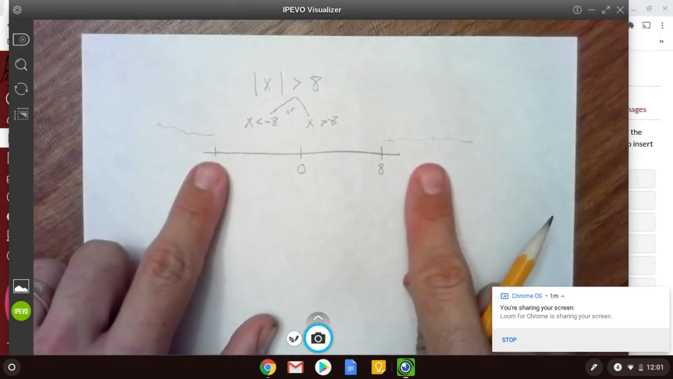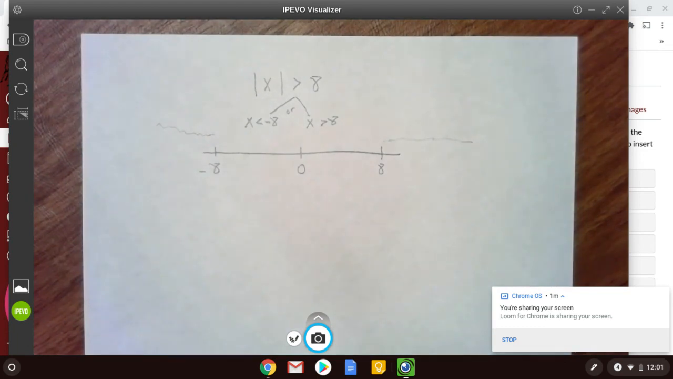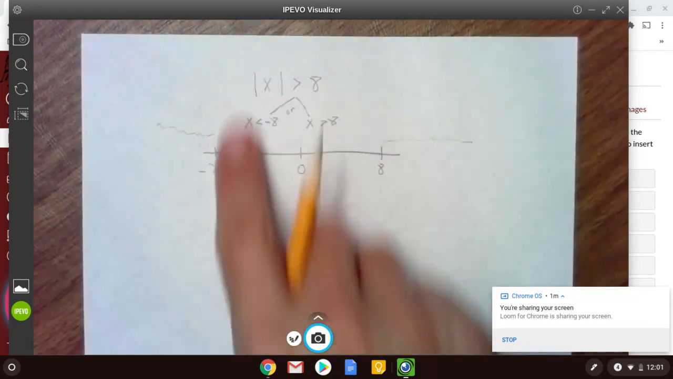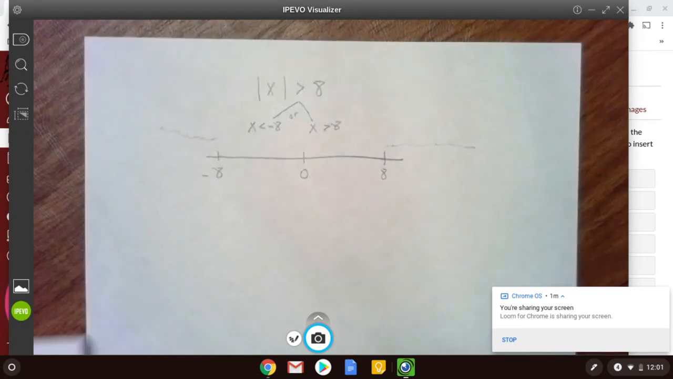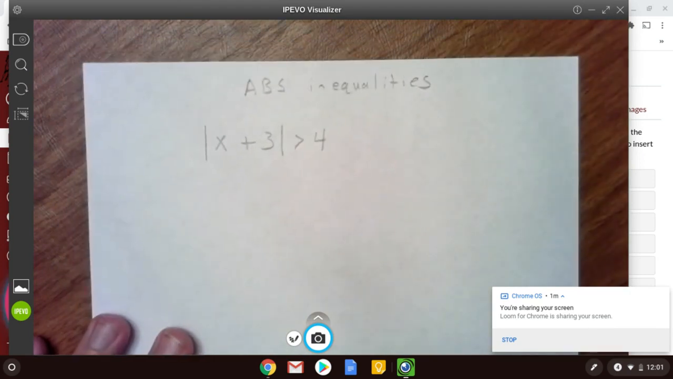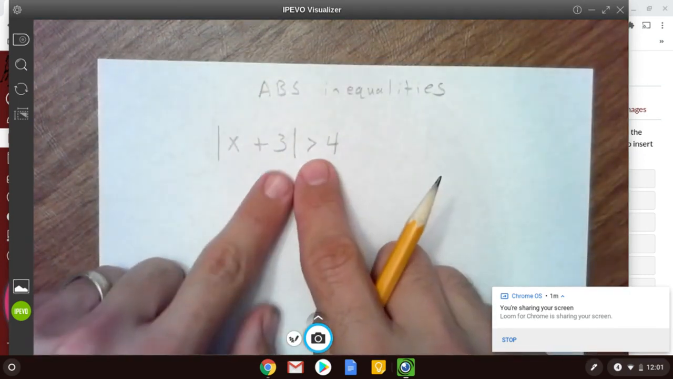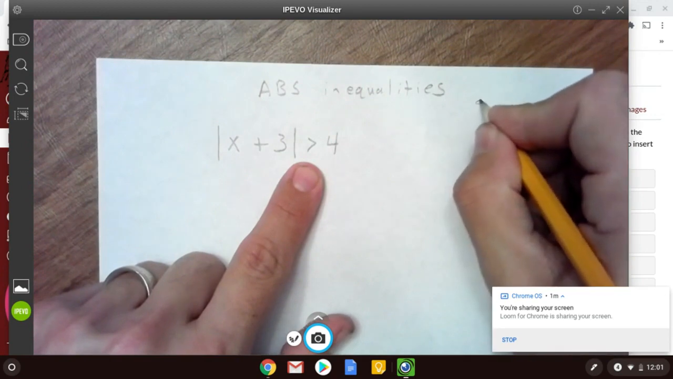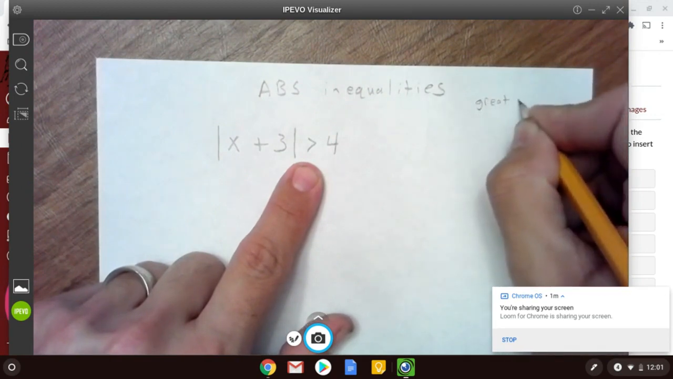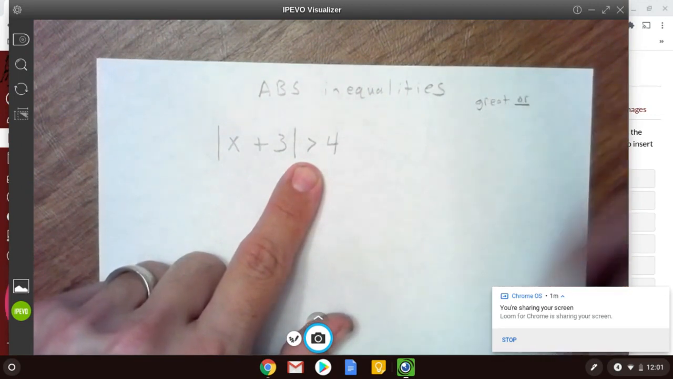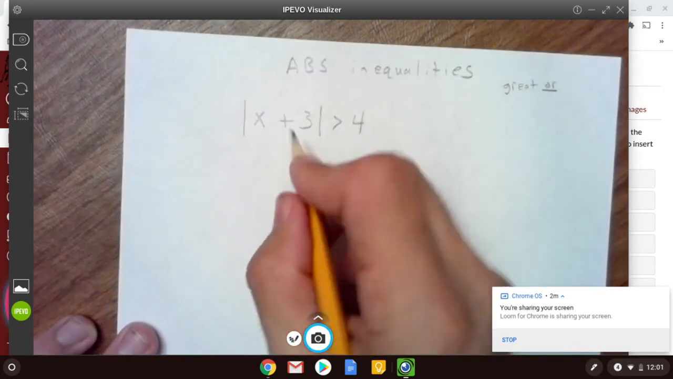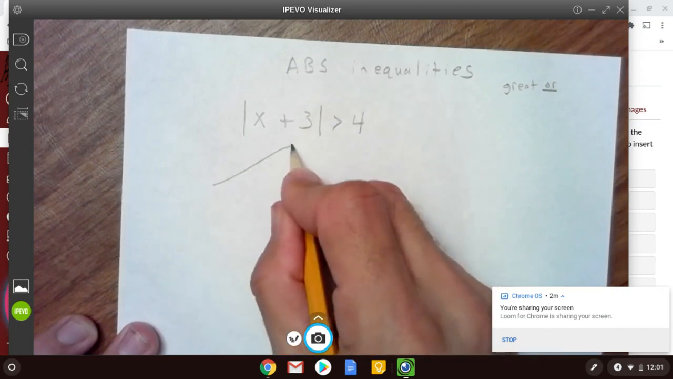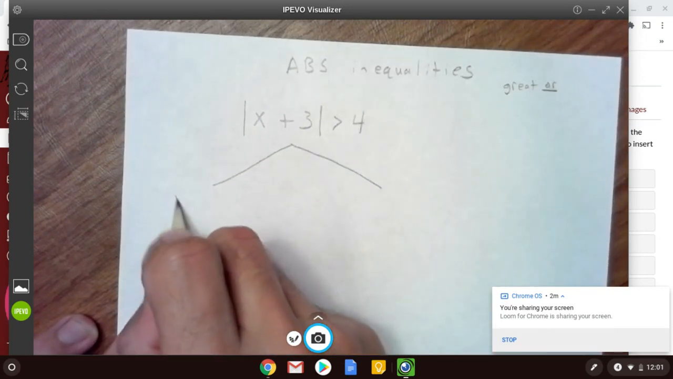Remember, or statements are the ones that go in two different directions. It's going to be hard to remember the idea behind this picture, so just memorize the rules if you have to, okay? So we're solving this inequality. This has a greater than symbol, so it's a "greater" or than symbol. That reminds you that it's an or statement. So we're going to have two versions here. We're going to have the regular version.